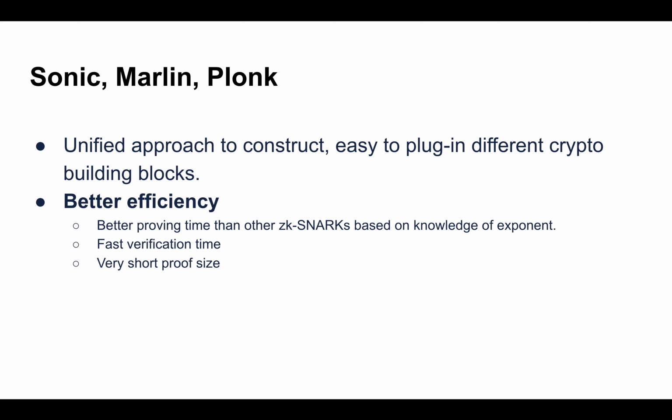The second property of these three candidates is that they have better efficiency even than zk-SNARKs based on the same assumption. Especially, they have a fully succinct proof, which means the proof size is totally constant, and the verification is very fast, and the proving time is also efficient.